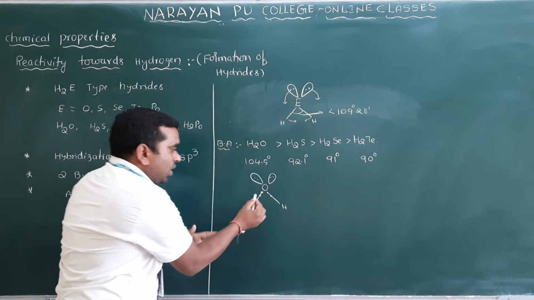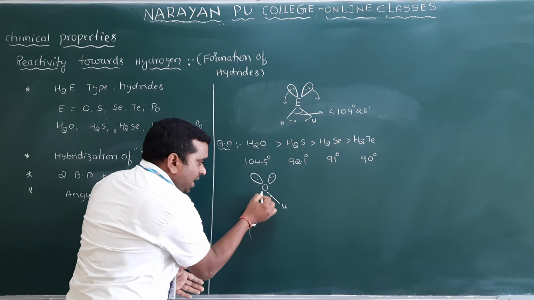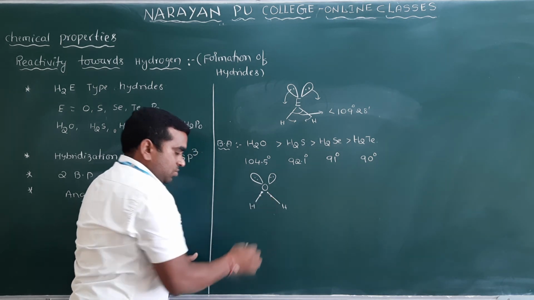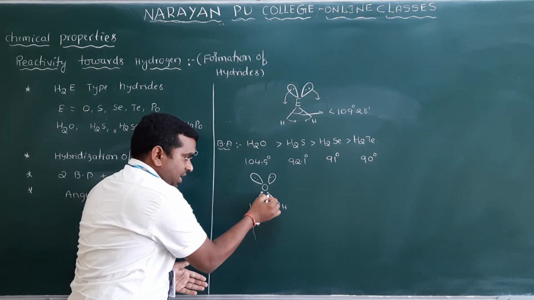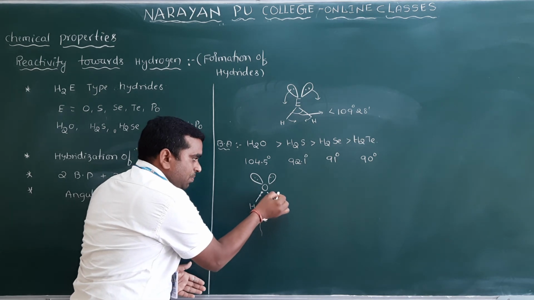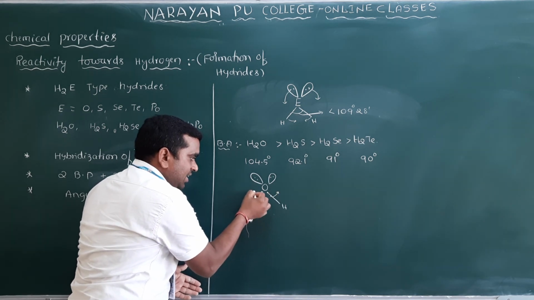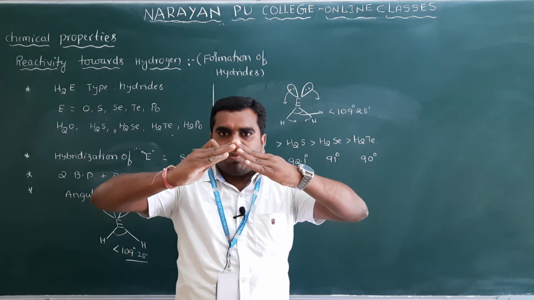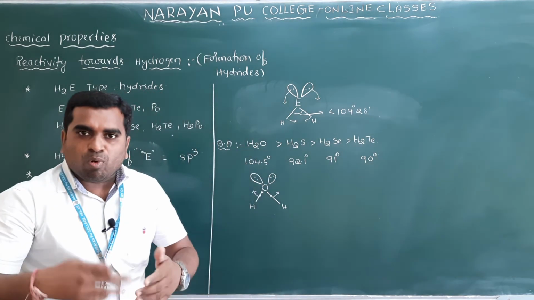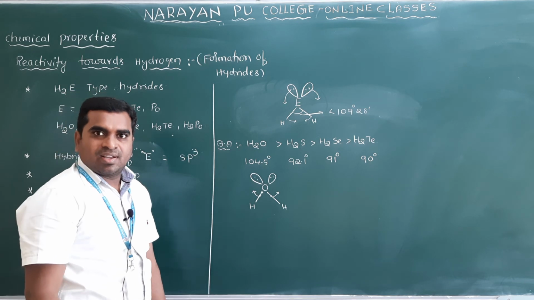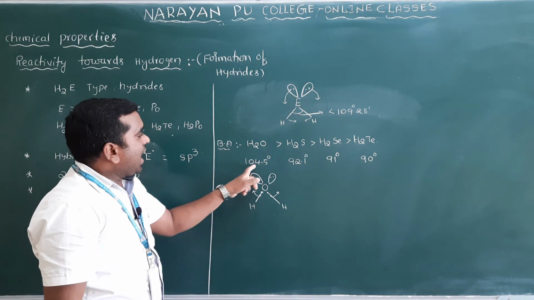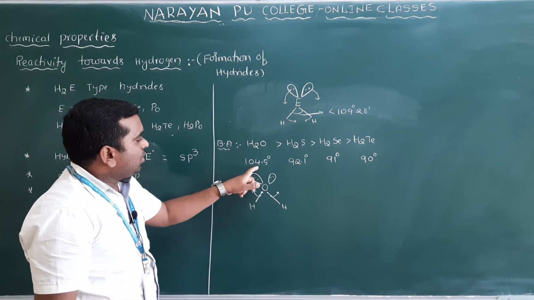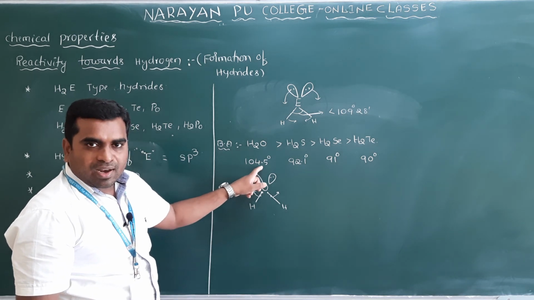Now here what will happen? These bond pair electrons are very close to each other. So there will be repulsion, and to avoid this repulsion, this bond will move this side and this bond will move that side. They are moving away from each other. Then what will happen? Bond angle increases. So the H2O molecule will have a large bond angle.